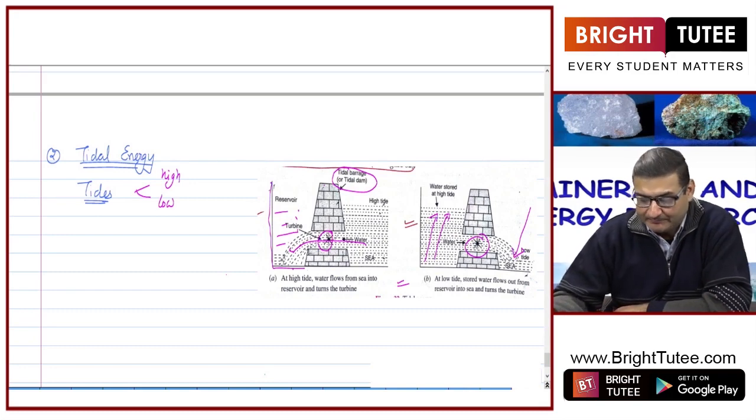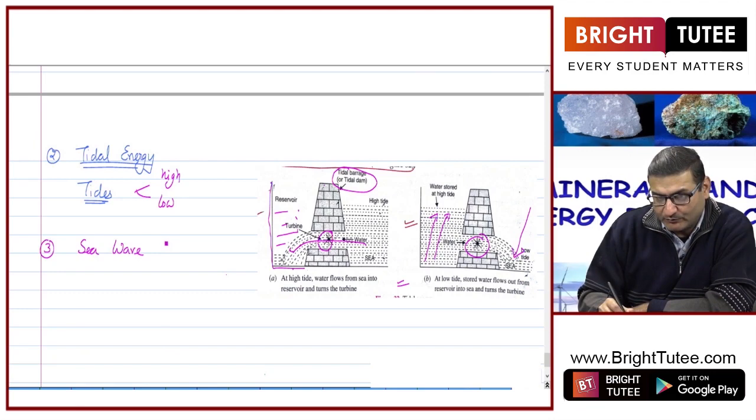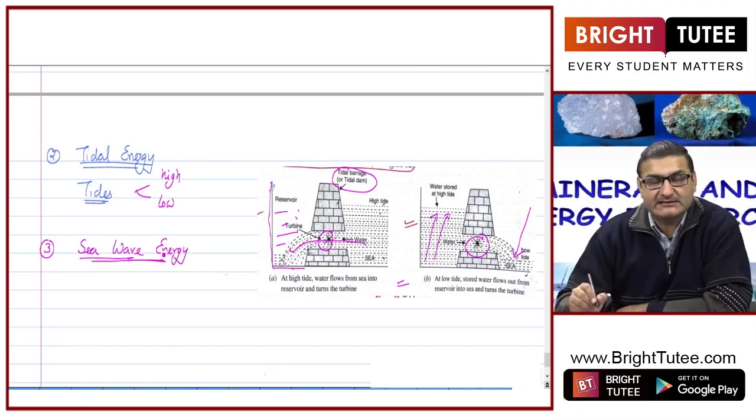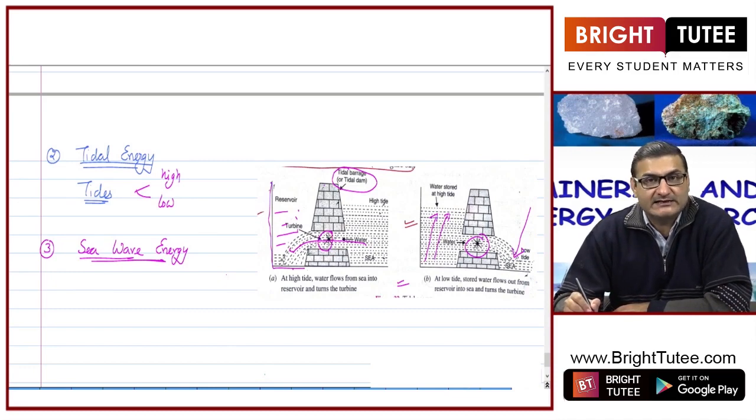Right? Fine. The third, another option is sea wave energy. We know that in seas, waves are produced throughout the day. These waves are in motion. That means they possess kinetic energy. Kinetic energy means the energy which is possessed by a body due to its motion. So because the waves are in motion, they possess kinetic energy. This kinetic energy of the sea waves can be harnessed.